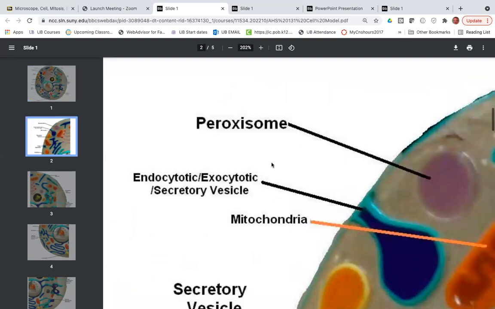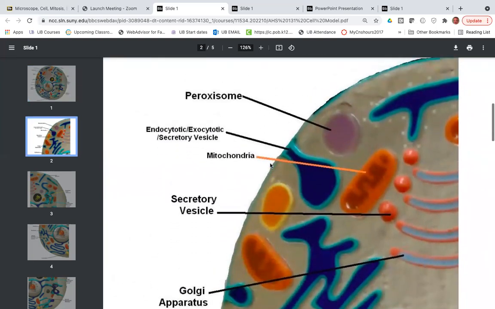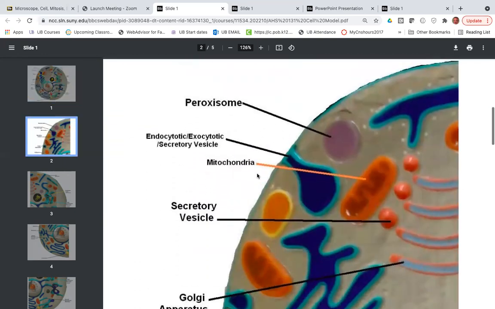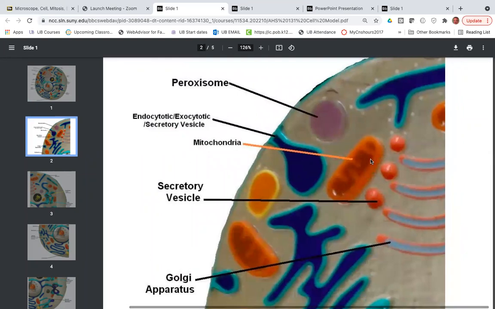Let's zoom in and look at the other structures. This is zooming in at around the 10 or 11 o'clock position. This is the mitochondria. This is the Golgi apparatus with a secretory vessel. This is a peroxisome. And this is also a secretory vessel that is releasing its contents. That would be exocytosis.